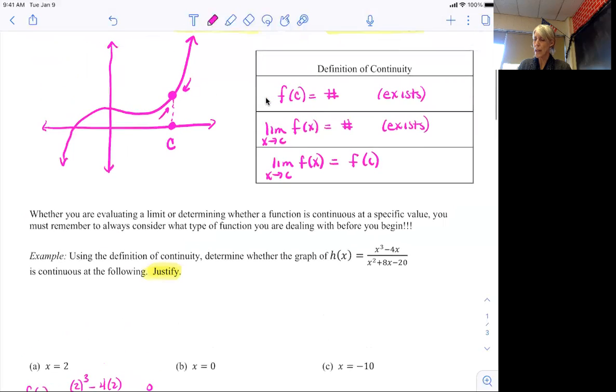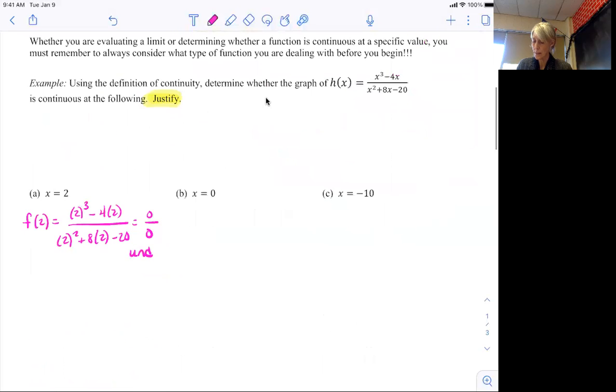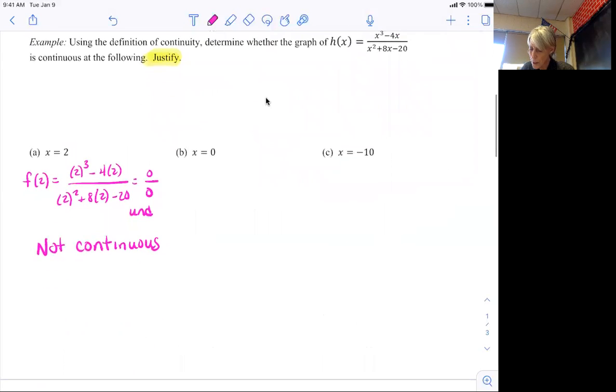Remember, as soon as a condition fails, that means not continuous. You don't even have to continue on, depending on the type of problem. We wouldn't even have to bother. It's not continuous because f of 2 is undefined.